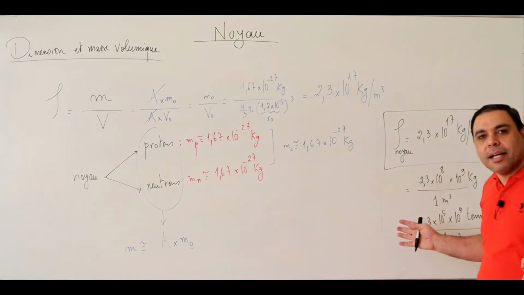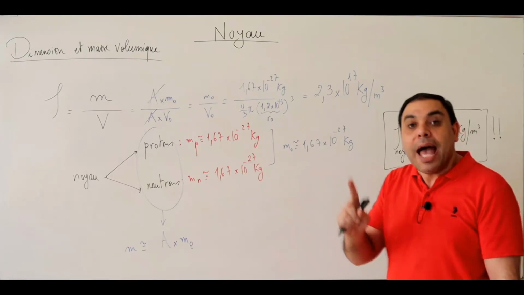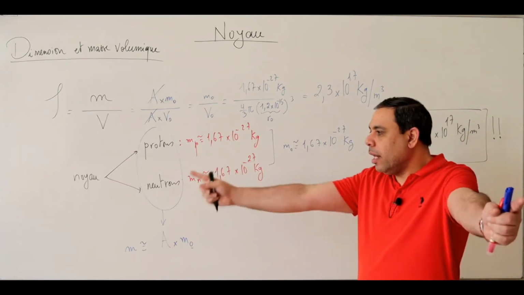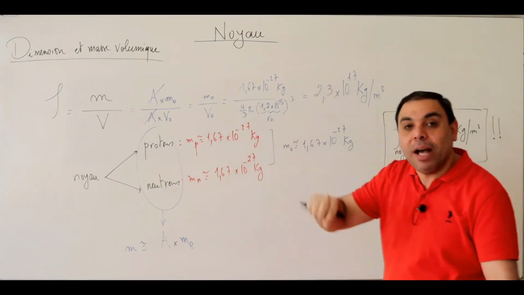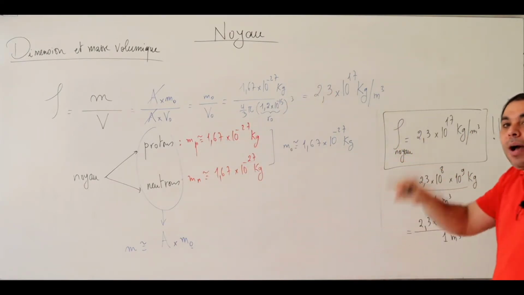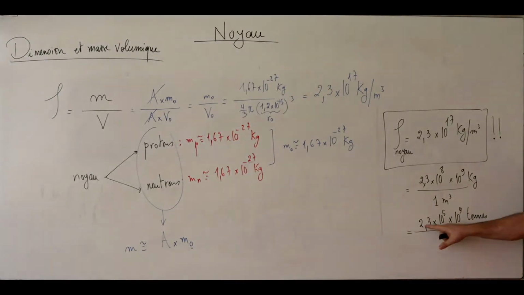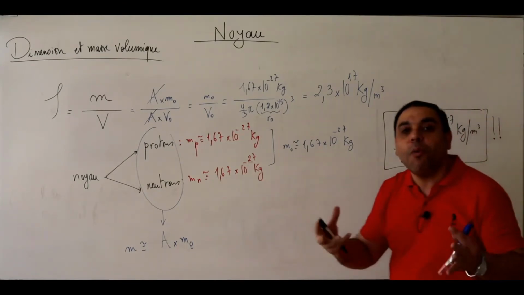When filling a volume of 1 meter cube, that is to say of length 1 meter, a width of 1 meter, and a height of 1 meter, by nuclei only, the total mass of the nuclei in the cube will be 230,000 billion tons. This is a very, very huge number.